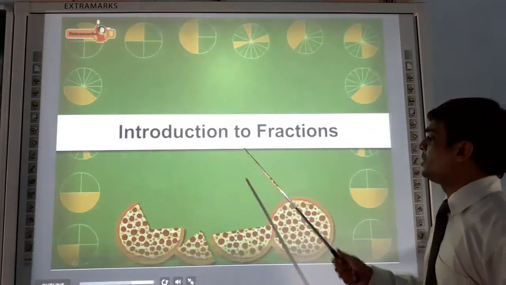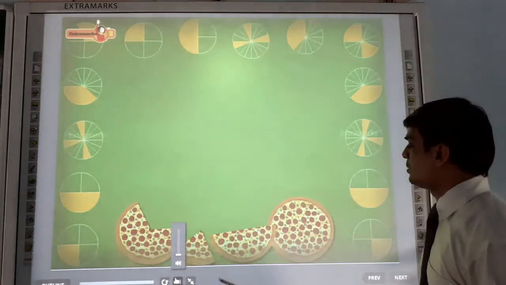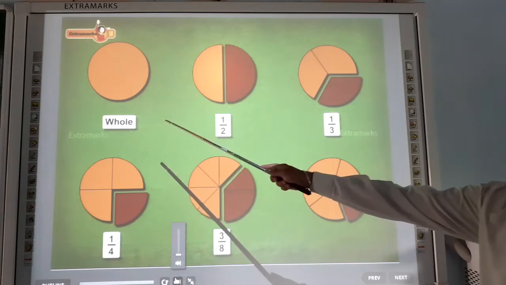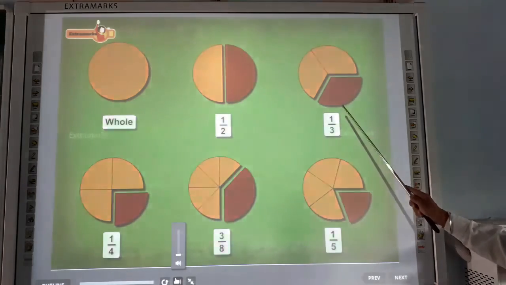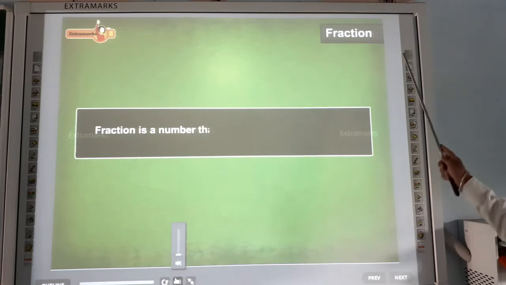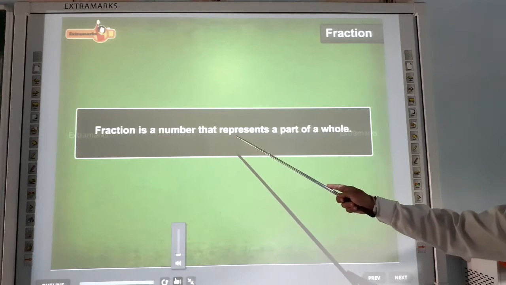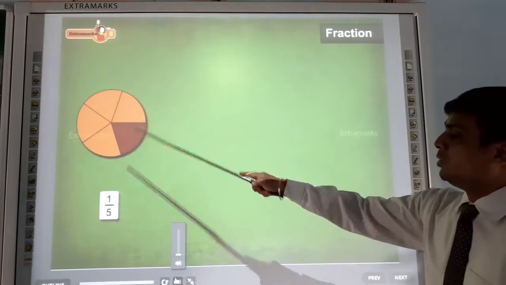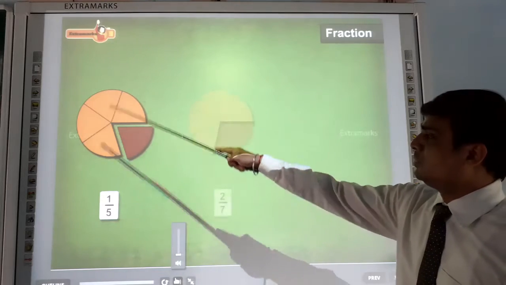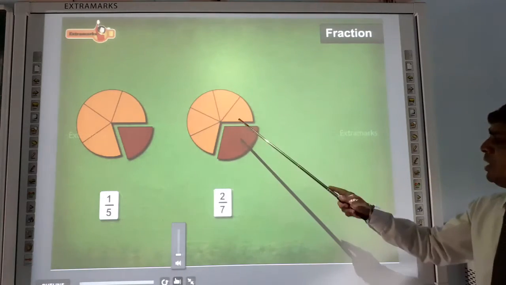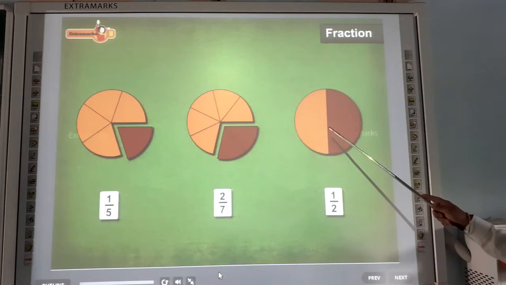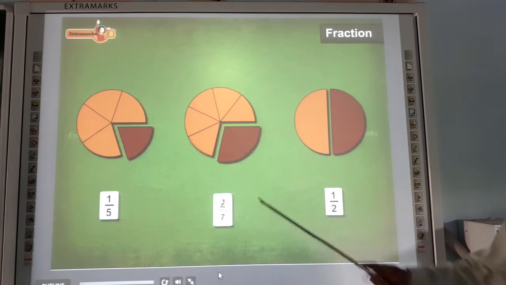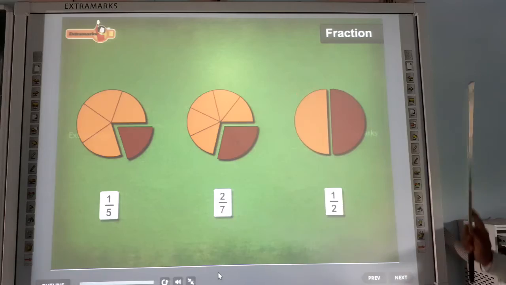Introduction of a fraction. Whole part, half part, and 1 upon 3 part. A fraction is a number that represents a part of a whole. Show the diagram. 1 upon 5 part, 2 by 7 part, and 1 upon 2 part. So 1 upon 5, 2 upon 7, and 1 by 2.